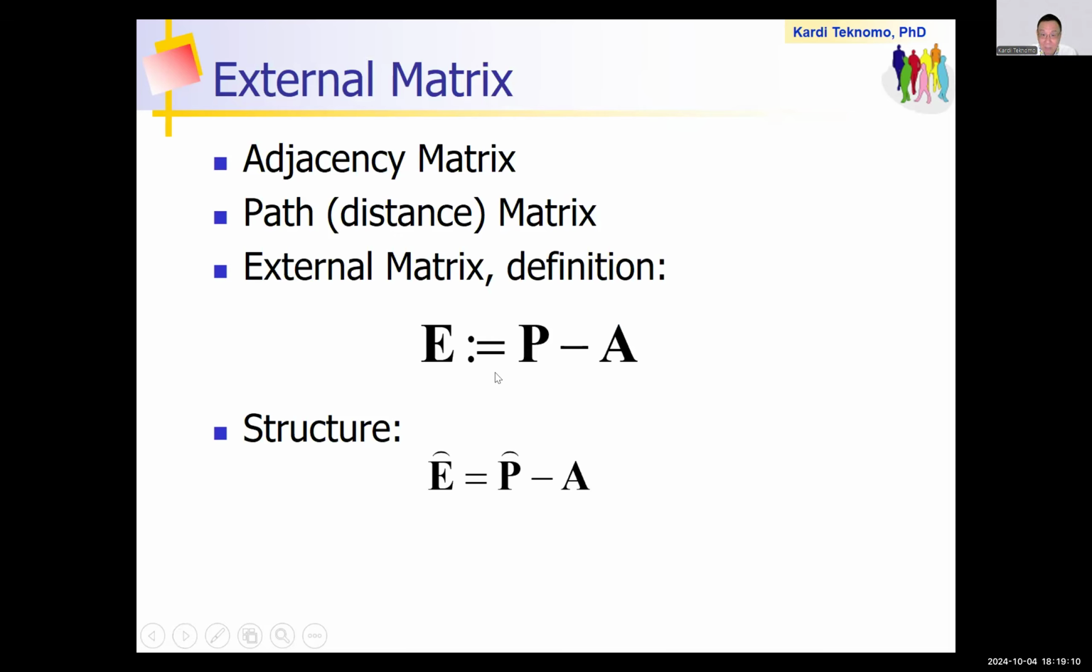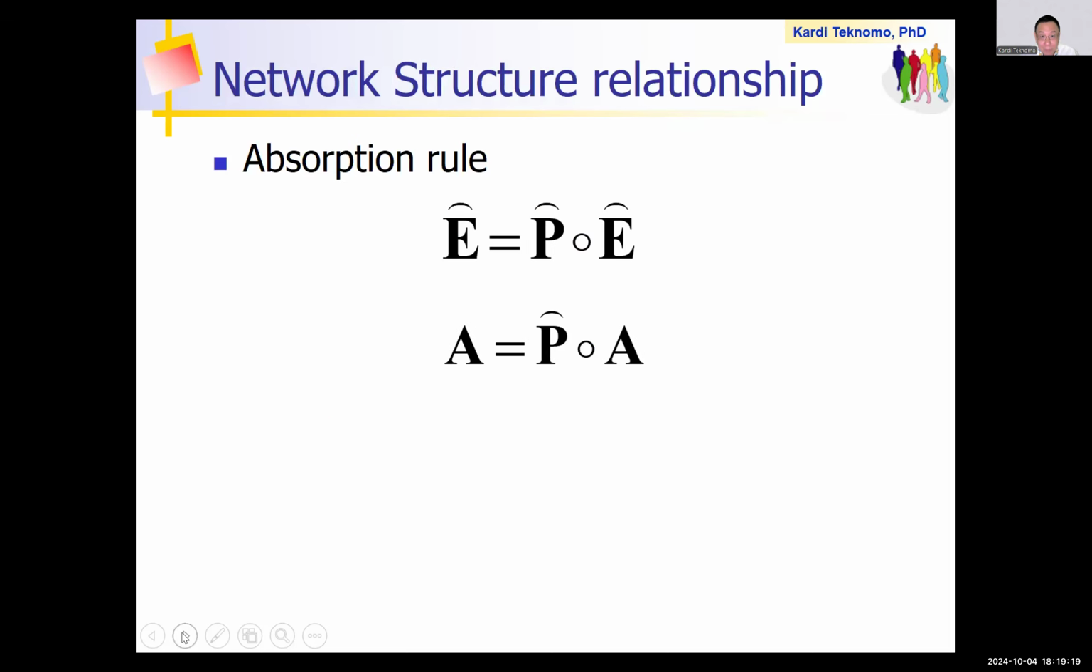We define the external matrix as E equal to P minus A. In that case, the structure or the pattern, you can just binarize them, right? So based on the absorption rule, when you multiply element-wise the binarized path matrix with E, you will get back E. The same thing when you multiply the path matrix with the adjacency matrix, you get back the subset, the small one.